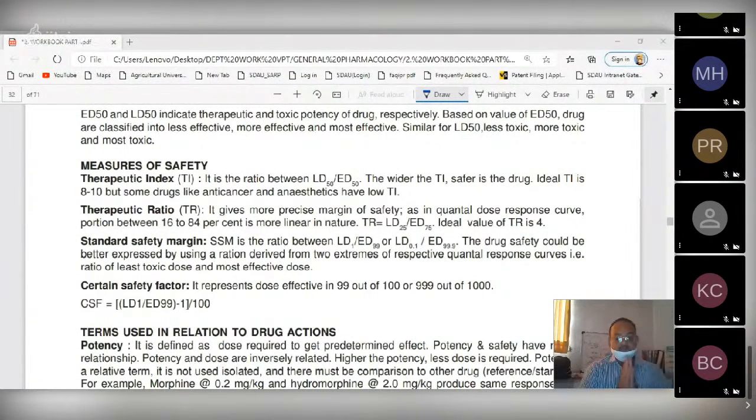Now, measures of safety. These measures of safety, or safety indices, are nothing but different types of statistically derived parameters after analysis of the dose response curve. They are known as measures of safety. The first one is the therapeutic index. As given here, it is a ratio of LD50 to ED50. That means it is the LD50 divided by ED50, and that value is known as the therapeutic index.